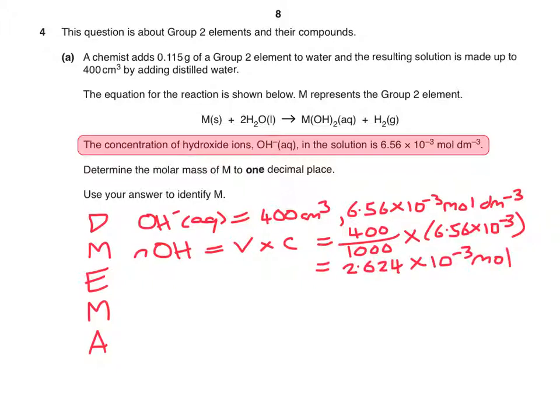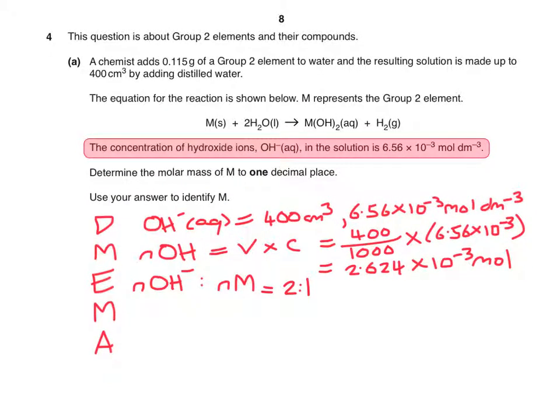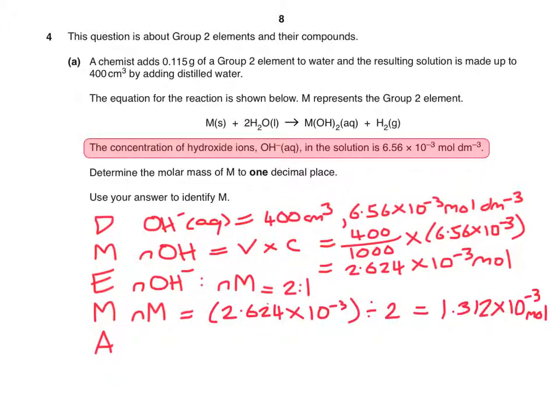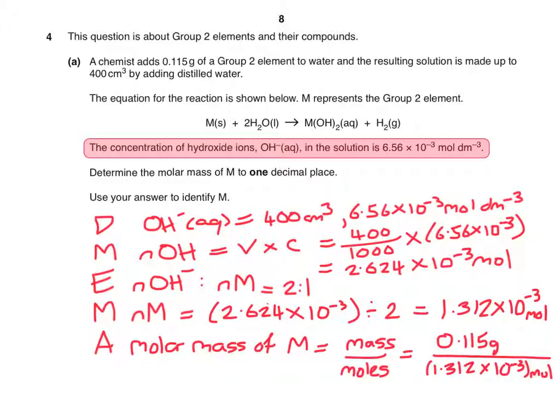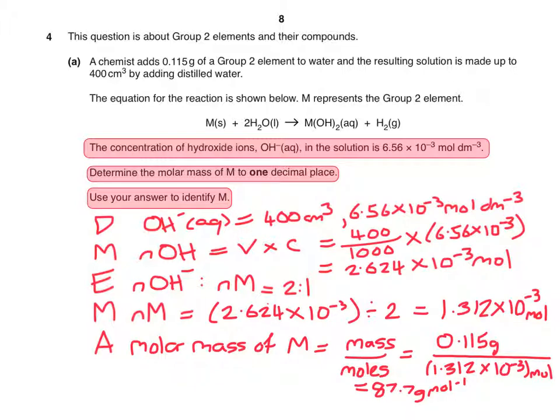So that gives us 2.624 times 10 to the minus 3. The equation shows us clearly that the number of moles of hydroxide to the number of moles of the metal is 2 to 1. So that gives us 1.312 times 10 to the minus 3. Now we want the molar mass of M. We do this by working out the mass over moles. So that gives us 87.7 grams per mole to 1 decimal place. And using the periodic table, we can work out that M is strontium.